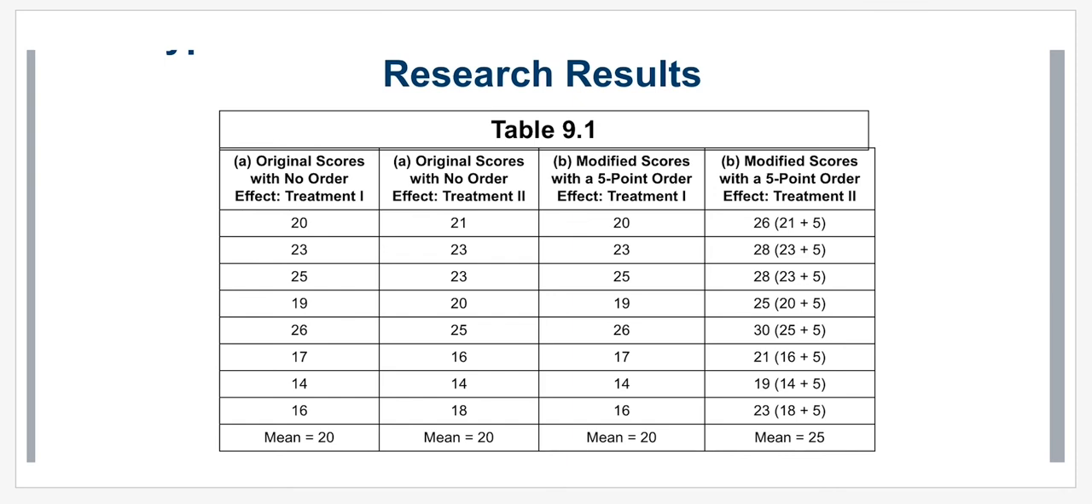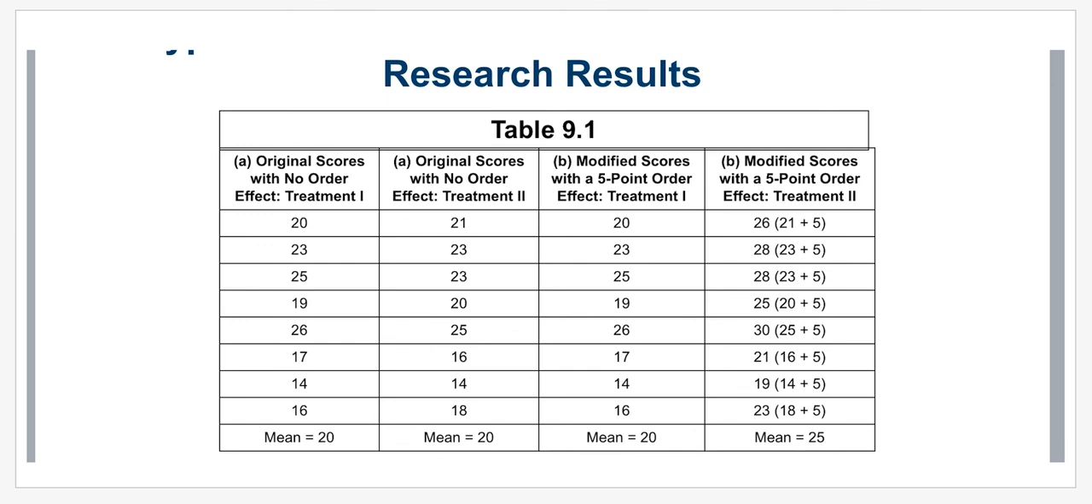In part B, over here, the last 2 columns on the right, you can see from treatment 1 to treatment 2, the scores did change, right? Like you can see the scores did change. But in addition to that, they added 5 to every score because that's the order effect. The order effect is that 5 that they're putting in here, right?